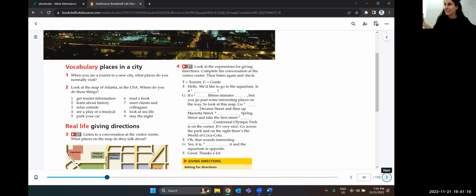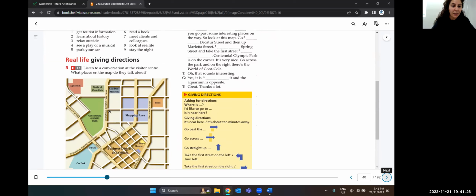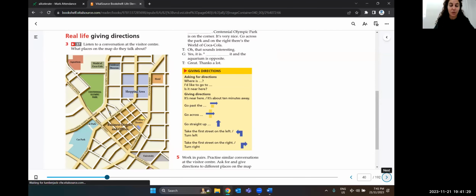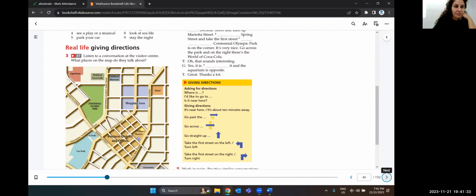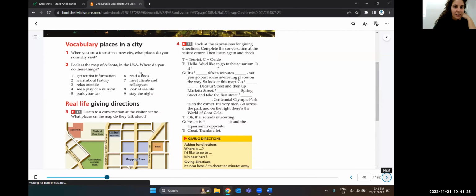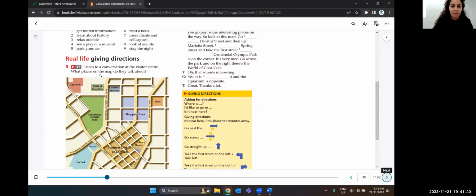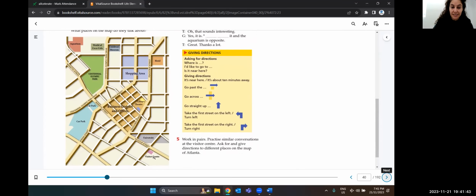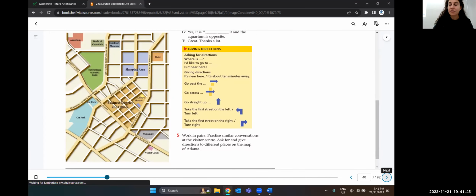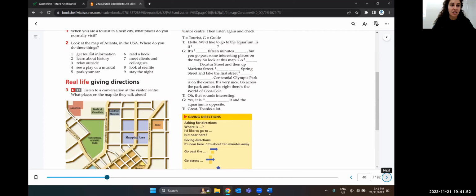Okay, so we're not talking about the city, but the places that are inside a city where people want to go to see. So let's look at this map. We are in Atlanta, which is a city in the USA. And these are roads. And I can see, where do you do these things? To get tourist information, you would go to the visitors center. So if I need to get any information about the city, I go to the visitors center, or tourist information.